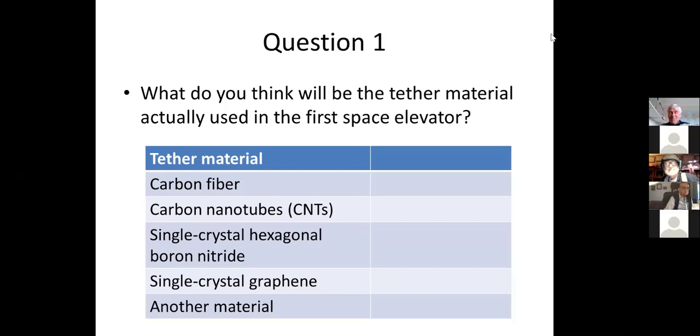So carbon fiber, 8% of you. Carbon nanotubes, single crystal hexagonal boron nitride, that's a mouthful. And then, of course, single crystal graphene has been the winner.